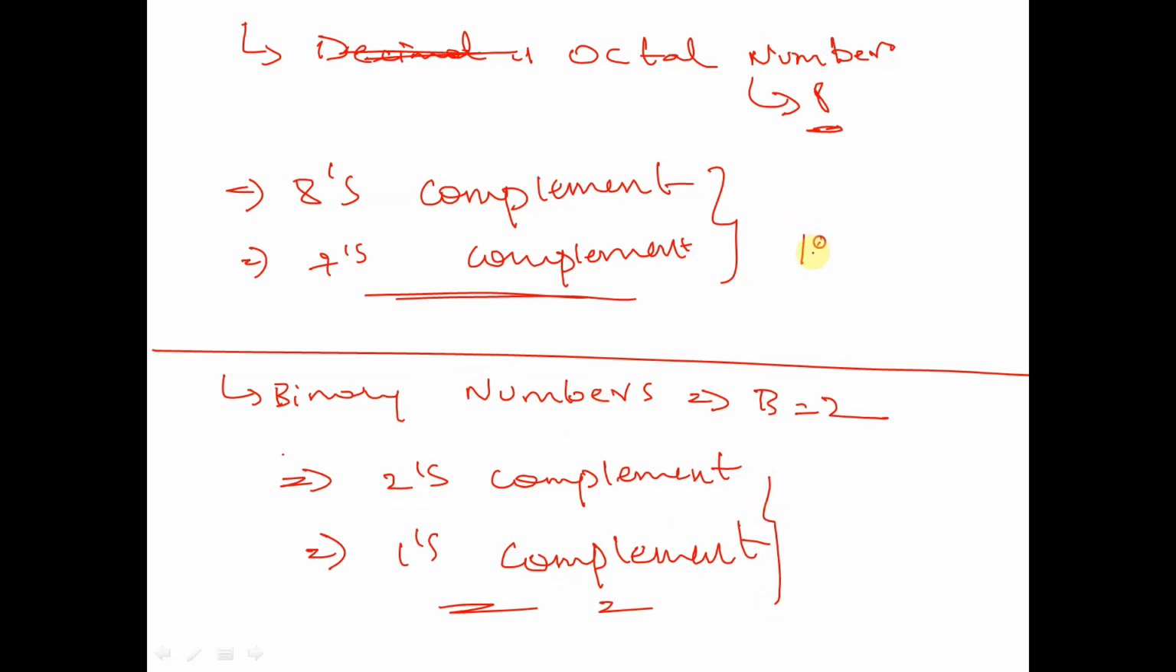And for hexadecimal, we have base as 16. So we have two complements. One is 16's complement and another is 16 minus 1, 15's complement. So is this clear?